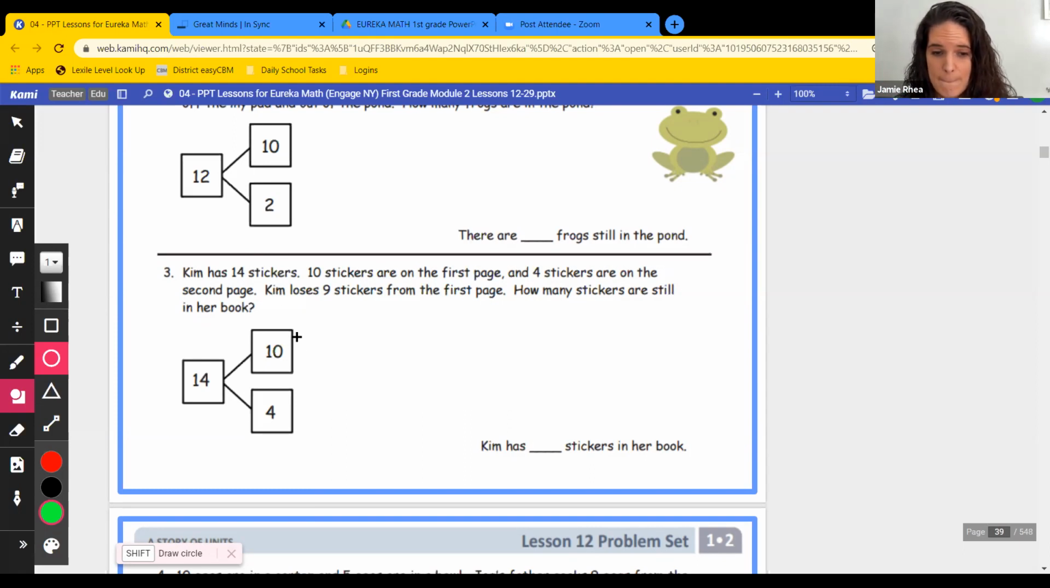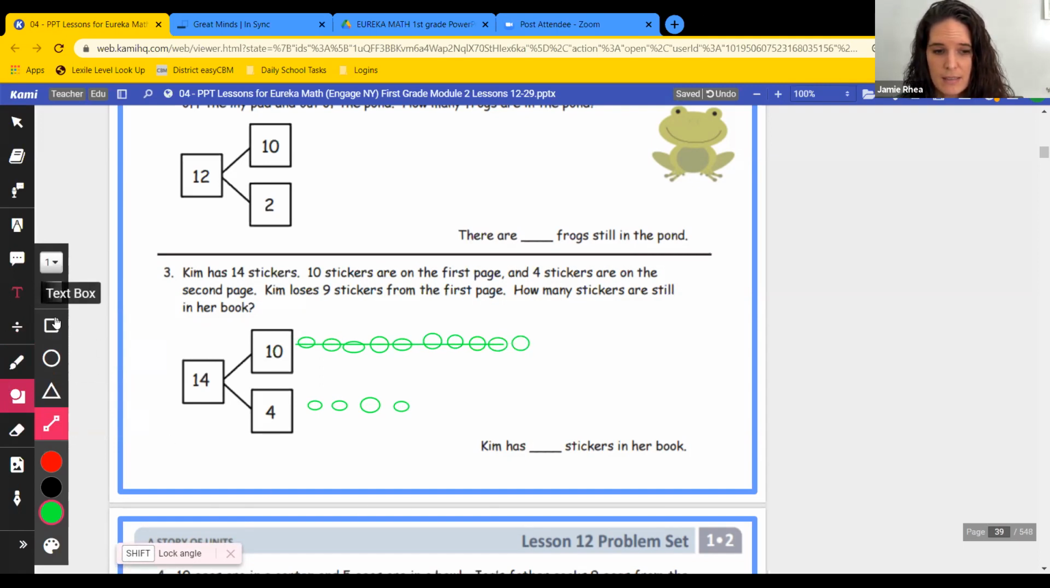I have 10 stickers. Let's draw 10. 1, 2, 3, 4, 5, 6, 7, 8, 9, 10. I have 4 on the second page. 1, 2, 3, 4, okay? Kim loses 9 stickers from the first page, so I need to make a line through 9 of my stickers, and I have 1 left.